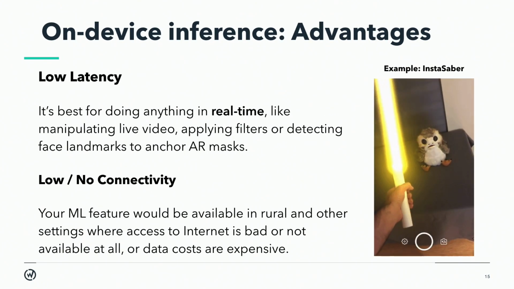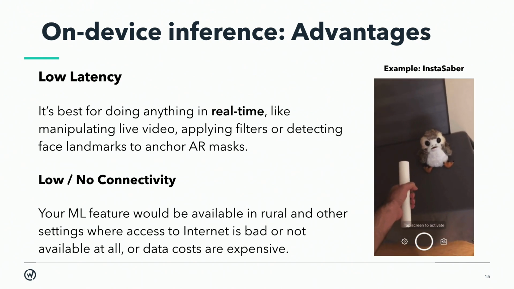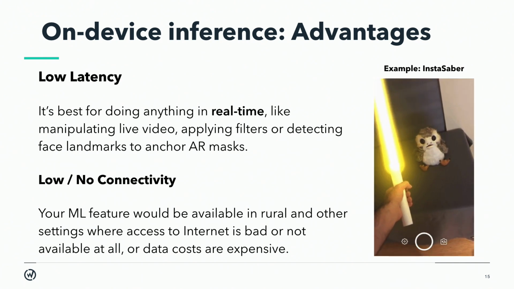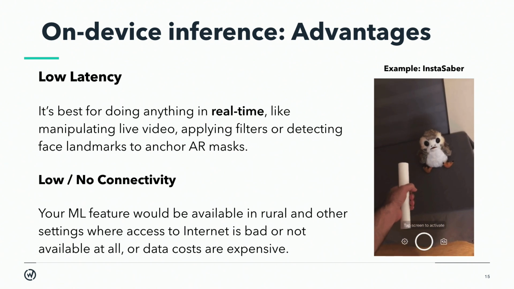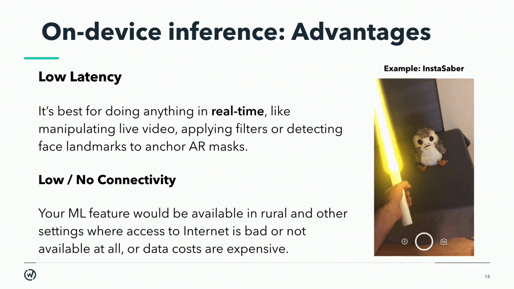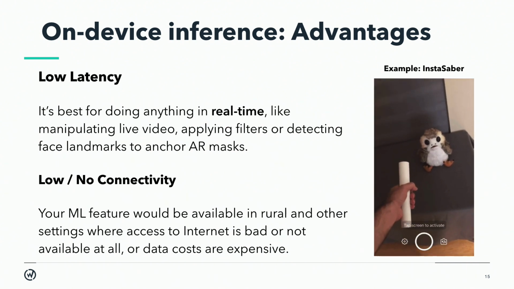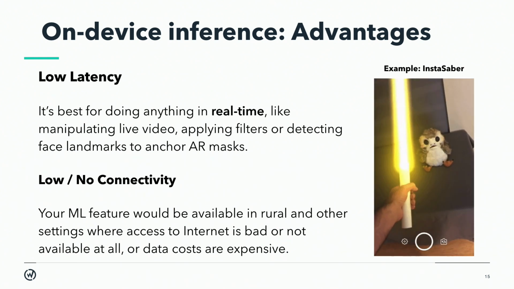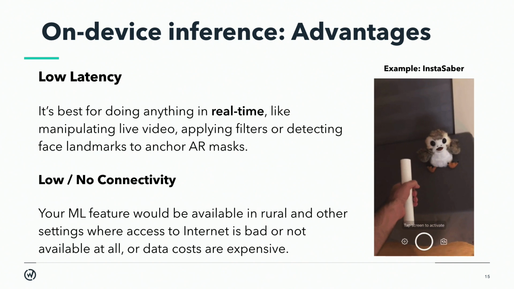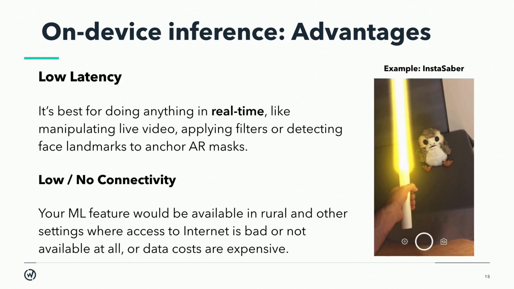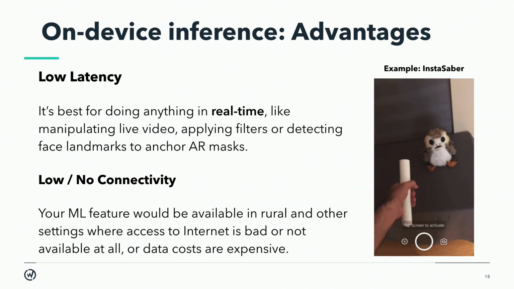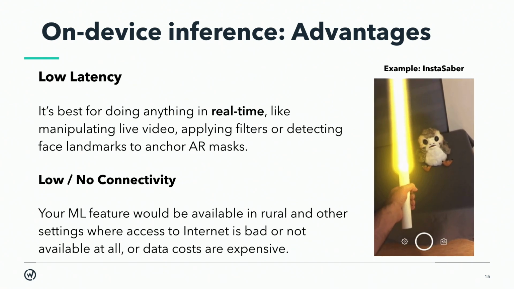Looking more closely at on-device inference, there are some obvious advantages here. So first one is low latency. So if your application is handling some real-time data, like you're manipulating some kind of live video, or you're doing something really fancy with augmented reality, then you should definitely go with on-device machine learning models. Like this fun example is the Insta Saber app up there.